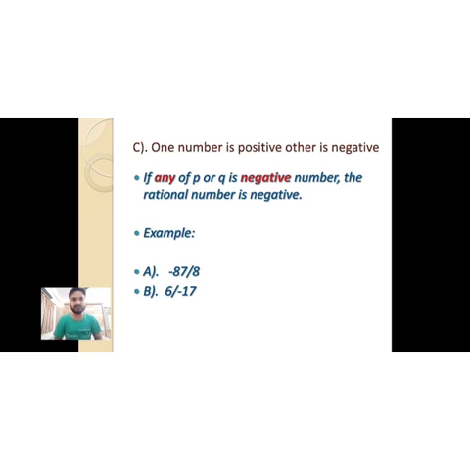Now the third, one number is positive, the other is negative. If either P or Q is a negative number, then the rational number is negative. For example, minus 87 upon 8. Here the value of P is minus, so our final answer is minus 87 upon 8. And in the second, 6 upon minus 17. Here the value of Q is negative, but the final answer is the same, 6 upon minus 17. So if either P or Q is negative, we have a negative rational number.